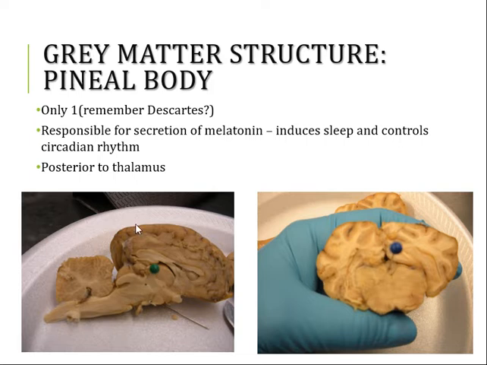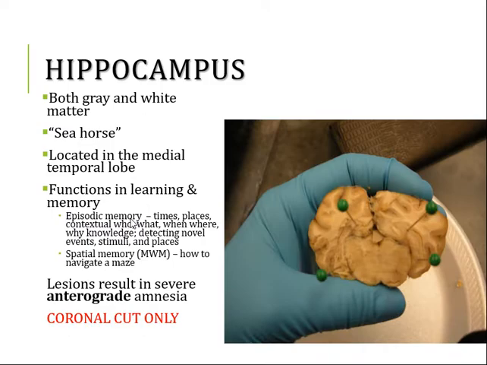So moving on to one of our more famous structures, the hippocampus. It contains both gray and white matter and is often described as looking like a seahorse. It's located in the medial temporal lobe and has lots of functions in learning and memory. This is one of the main structures that we learned about when you talk about HM. Not to bring him up again, but definitely quite an important case. And there are plenty of others as well.